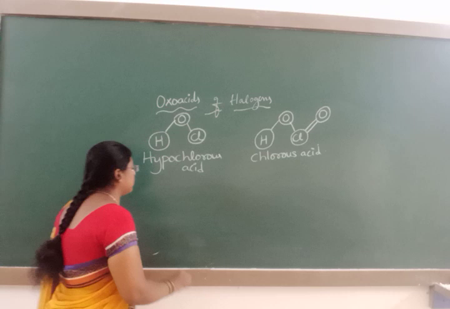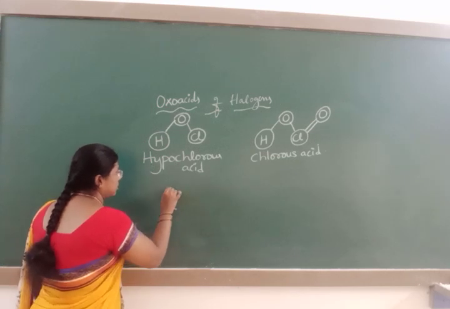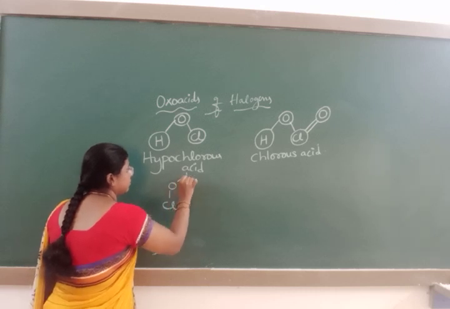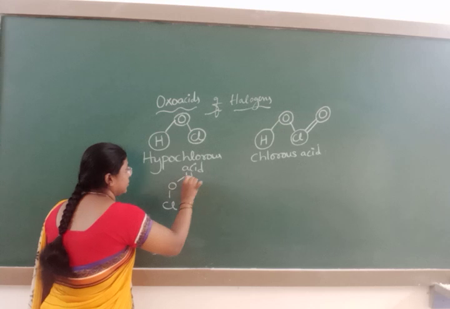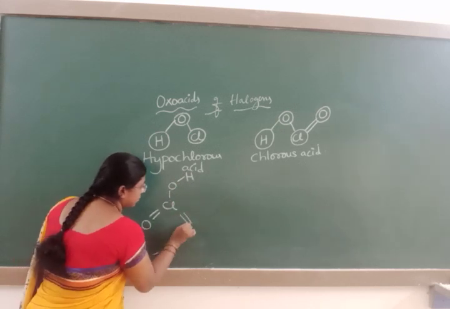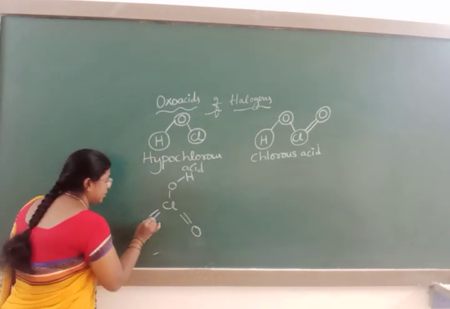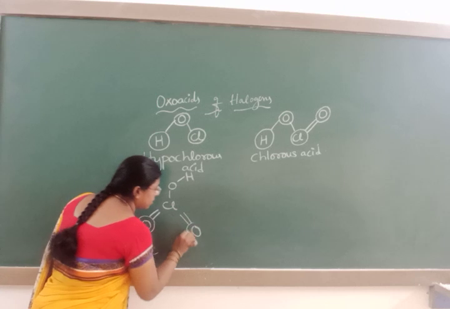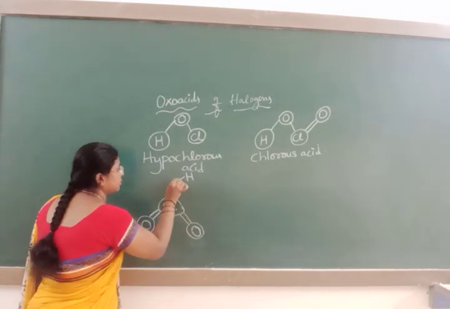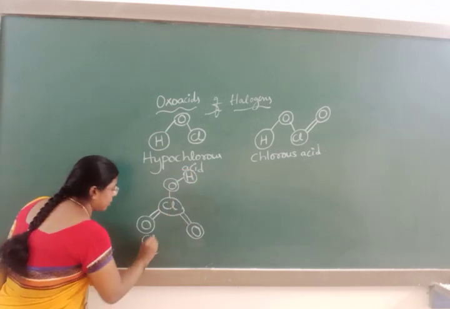HClO3 is known as chloric acid. You can just put the circles around these atoms. It's known as chloric acid.